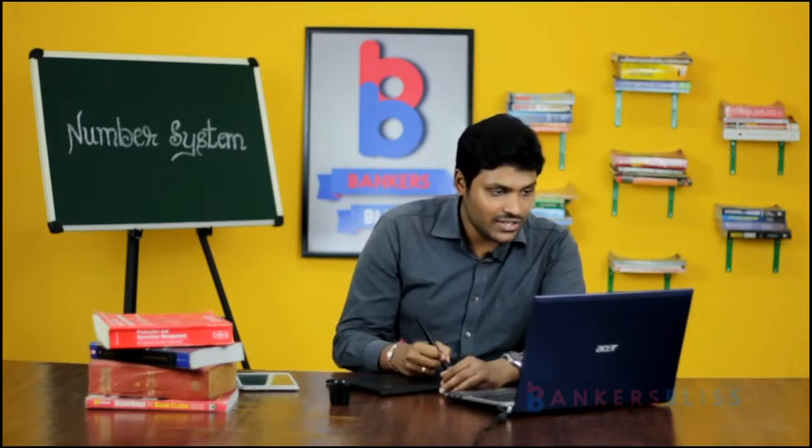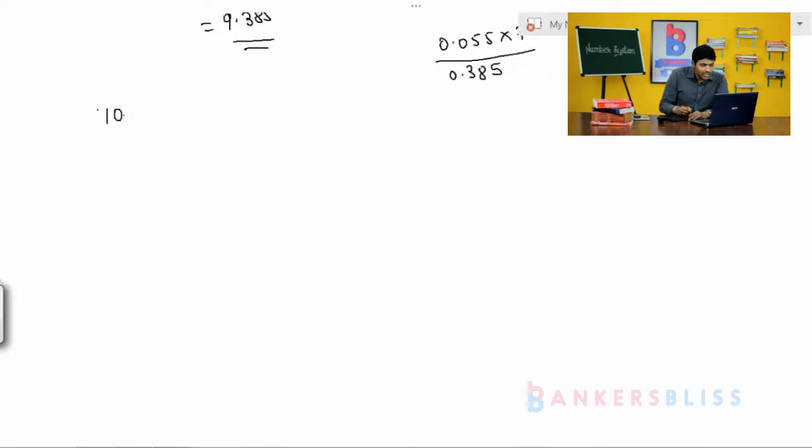Okay, so let me take one more number to calculate the square root. See here, the number is 105. You have to calculate the square root of 105. So which is a perfect square number near to 105? That is 100. So now see, the root of 100 is 10. So your answer is 10 point something.